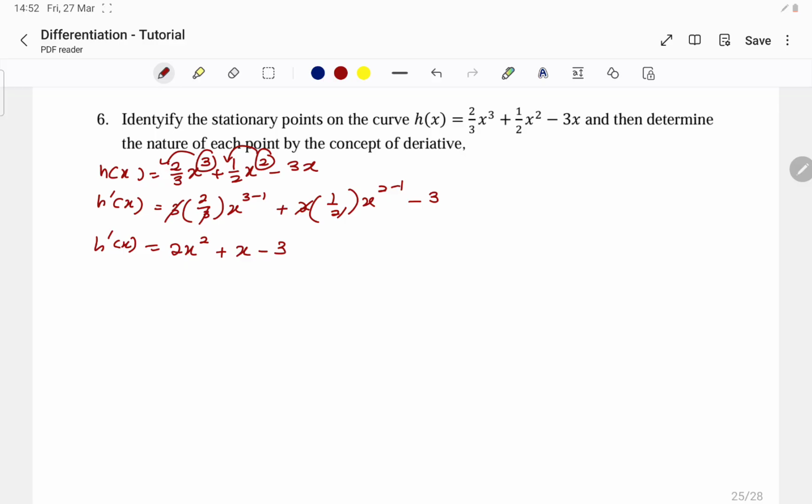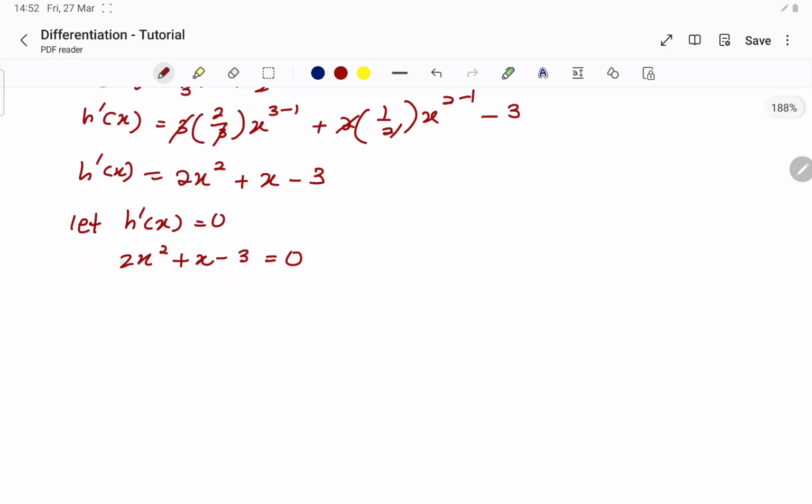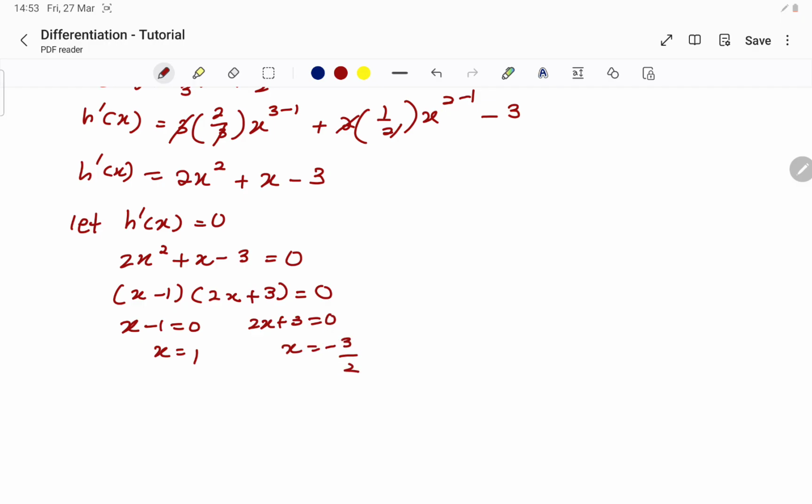Here you have this, right? So the second step is you let h prime x is equal to 0. You find the value of x. So 2x squared plus x minus 3 equal to 0. This one is quadratic, right? So you can use factorization. You're going to get x minus 1, another one is 2x plus 3, equal to 0. So separate them. You're going to get x minus 1 equal to 0, x is equal to 1. This one, 2x plus 3 equal to 0, x is equal to -3/2.